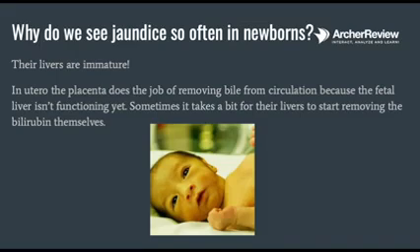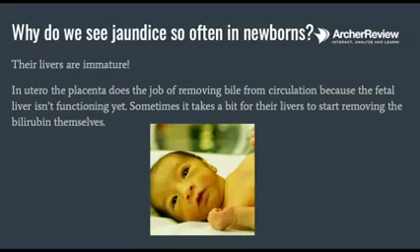The bottom line is that in infants, their livers are immature. They're not fully functioning yet. Remember back in our fetal circulation lecture, in fetal circulation, we had something called the ductus venosus, and its job was to bypass the fetal liver so that there was no blood circulating through it. The liver wasn't functioning in utero, it wasn't doing its job.